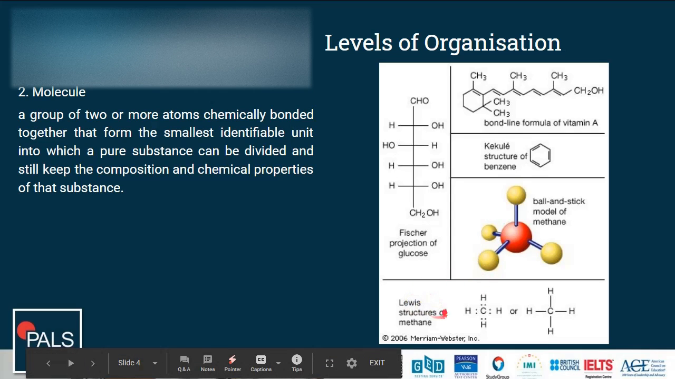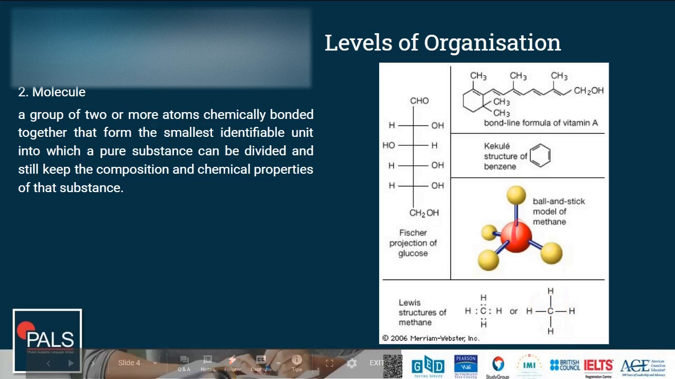For example, the Lewis structure of methane. Here we see how the atoms are bonded together: 1 carbon atom bonded to 4 different hydrogen atoms. Here we see the same model, just represented in a different way, more 3-dimensional, as a ball and stick model. Here we see a more biochemical representation of a glucose molecule, and other chemical structures representing molecules.